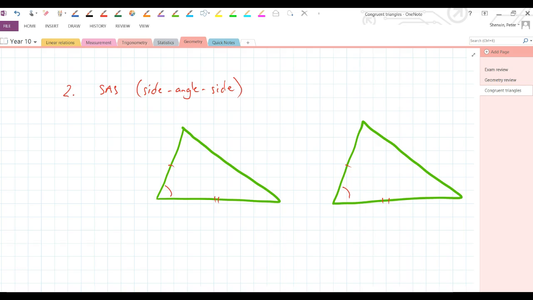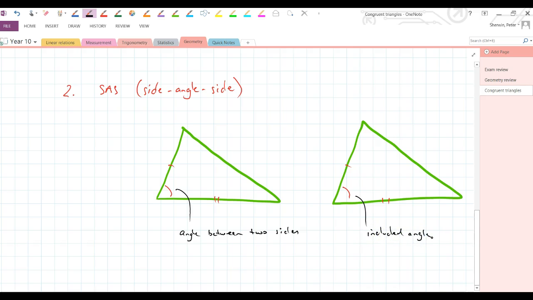That will prove congruency. So with that information, side, angle, side, the important thing here is that the angle is between the 2 sides. See how the 2 sides make up that angle. So it's called the included angle. The included angle.